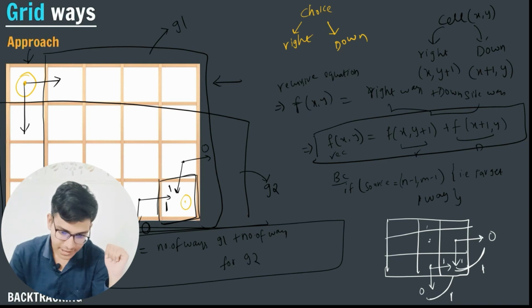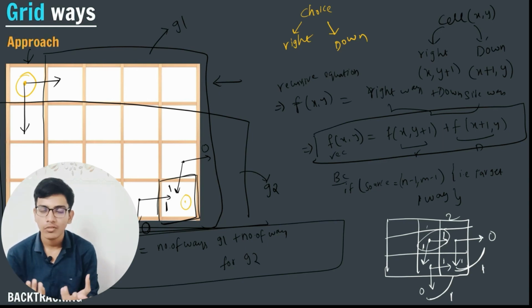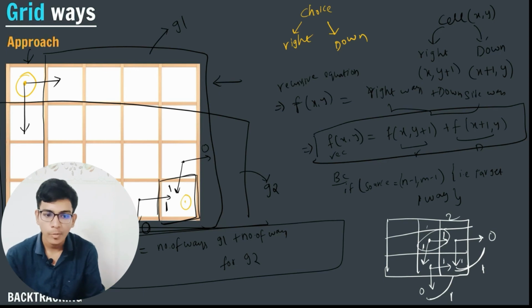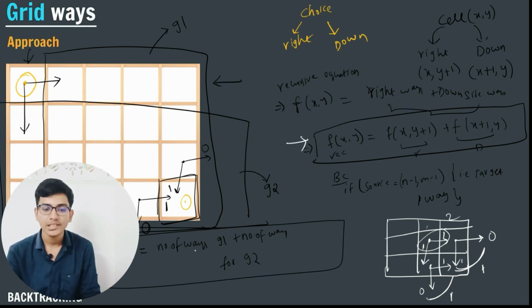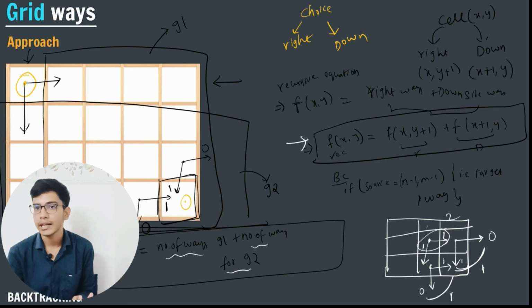So for this path, the number of ways is 1. Suppose I am here, so I can move right and I can move down. So the number of ways for this particular cell will be 2. This is how I am going to calculate the total number of ways for my grid. I am going to calculate using this recursive equation, which will give me the total number of ways for my n cross m grid.